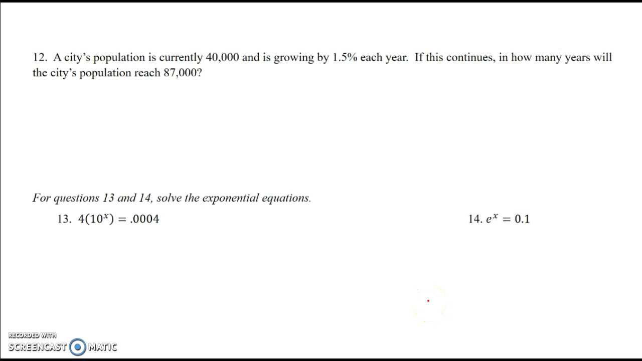All right, let's look at number 12 then. It says the city's population is currently 40,000 and is growing by 1.5% each year. If this continues, in how many years will the city's population reach 87,000? So we want to use exponential growth because it's growing by a certain percent. So I know that P sub 0 is 40,000.